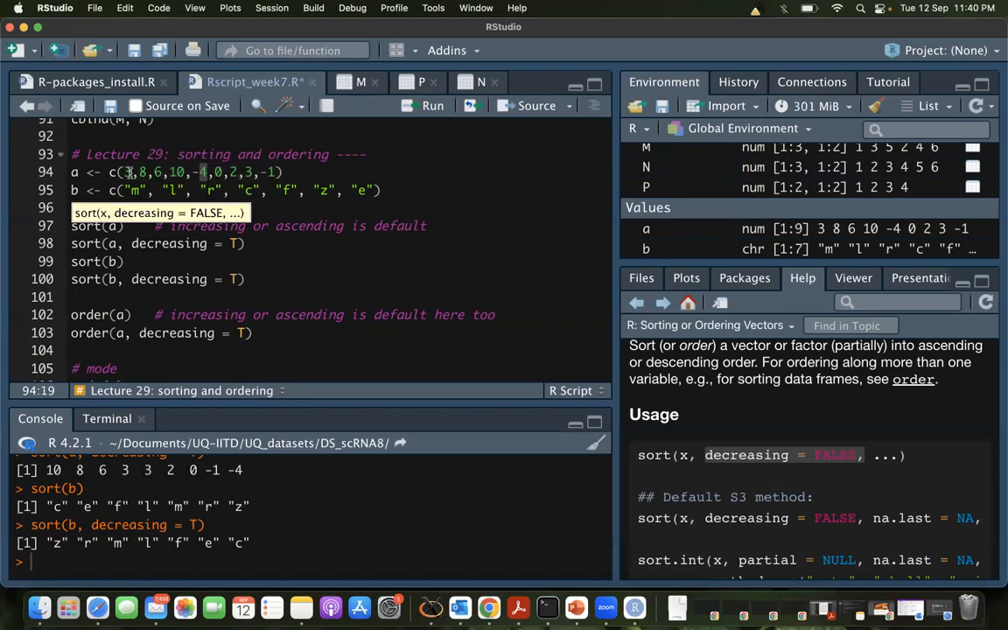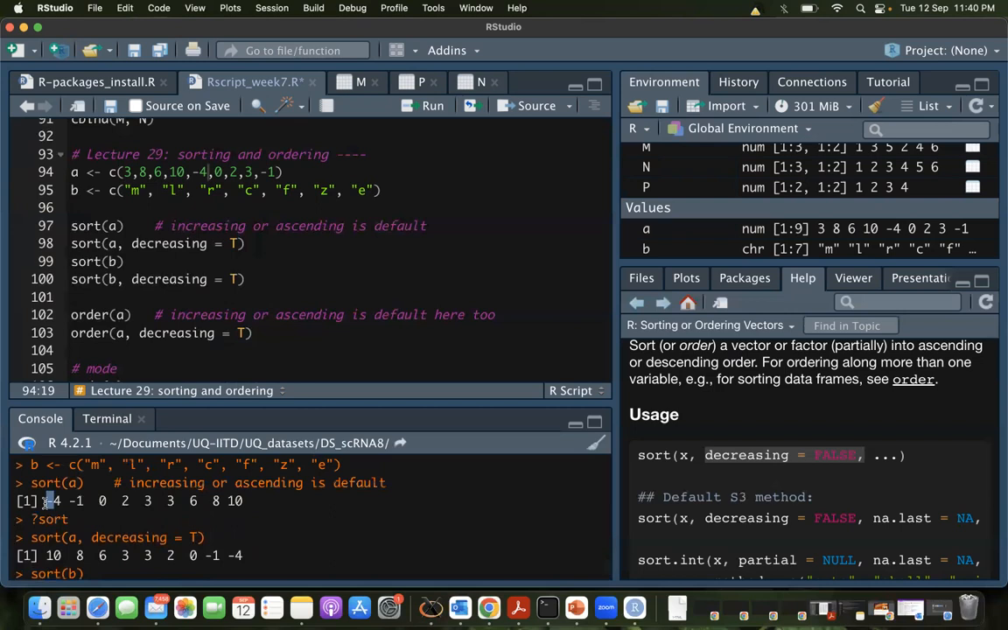So you're identifying the position of the lowest. You're calculating the minimum, which is -4. Then it's saying, okay, what is the position of -4? It's 1, 2, 3, 4, 5. So you're putting the value which is at position 5 first. That's what we are doing here. So we are using the fifth value first.